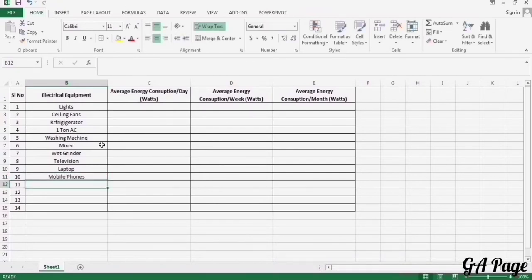Now you can convert the net energy consumption into cost as per EB slab rate. These are the basic steps involved in calculating electricity bill. Watch the full video for better understanding.